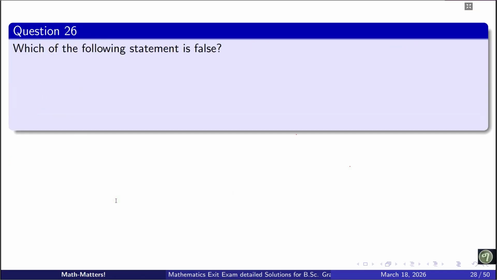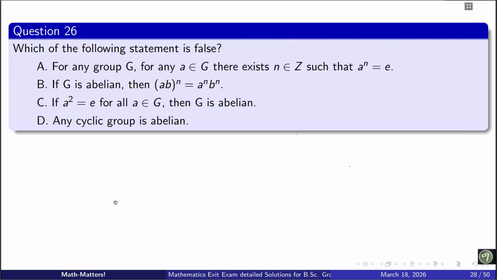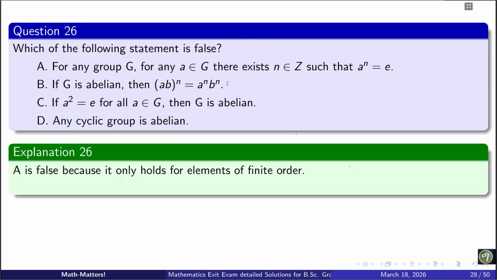Next, which of the following statements is false? Again, it is an algebra question, on group theory. For any group G, for any a an element of G, there exists n an element of Z such that a to the power of n is equal to the identity element e. If G is abelian, then (ab) to the power of n is equal to a to the power of n times b to the power of n. Okay, anyways, A is false because it only holds for elements of finite order.